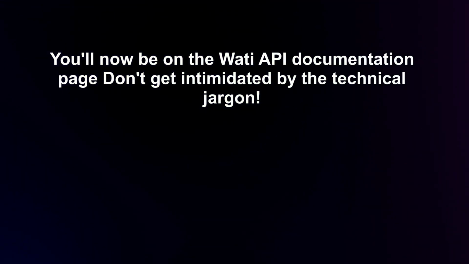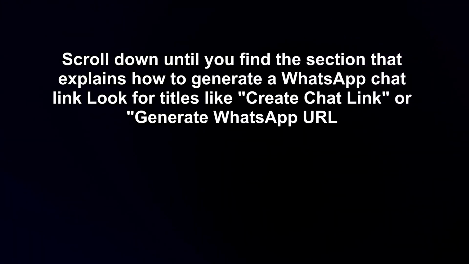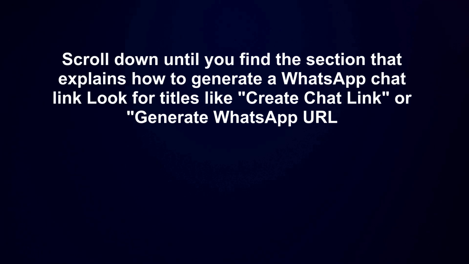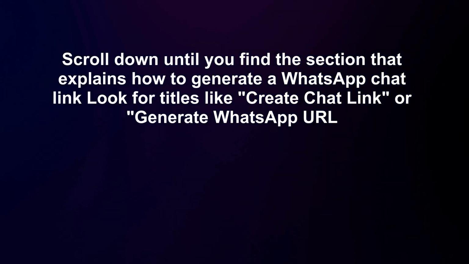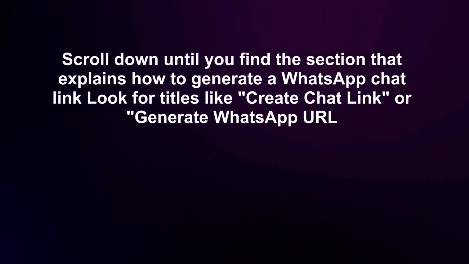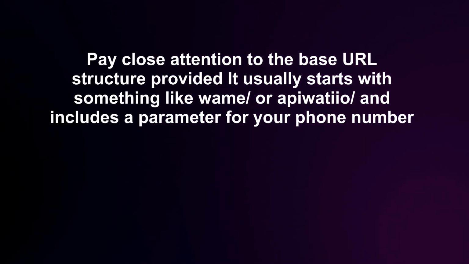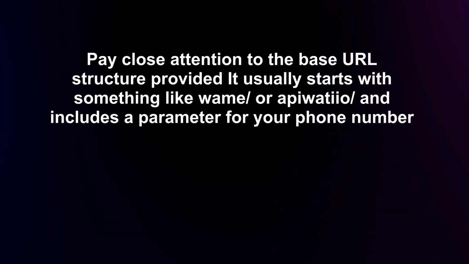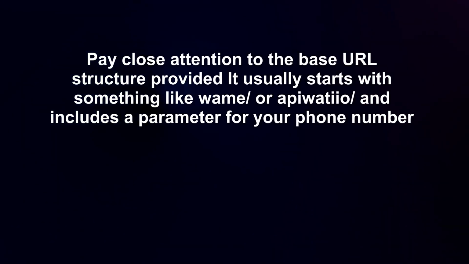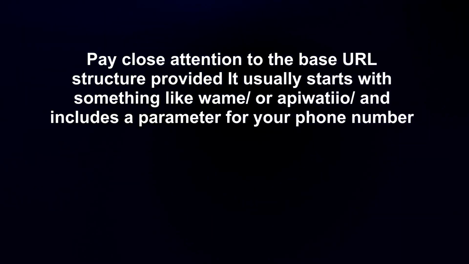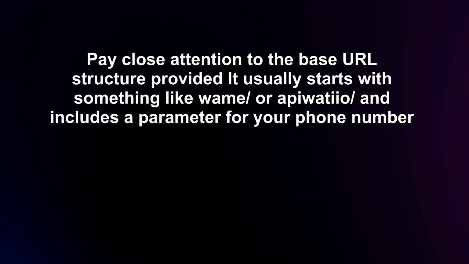Don't get intimidated by the technical jargon. Scroll down until you find the section that explains how to generate a WhatsApp chat link. Look for titles like Create Chat Link or Generate WhatsApp URL. Pay close attention to the base URL structure provided. It usually starts with something like wa.me or api and includes a parameter for your phone number.